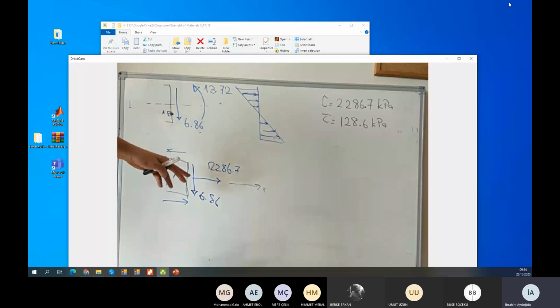Okay, what about normal stress in the y direction, sigma y? Is there any sigma y available in the system or not?